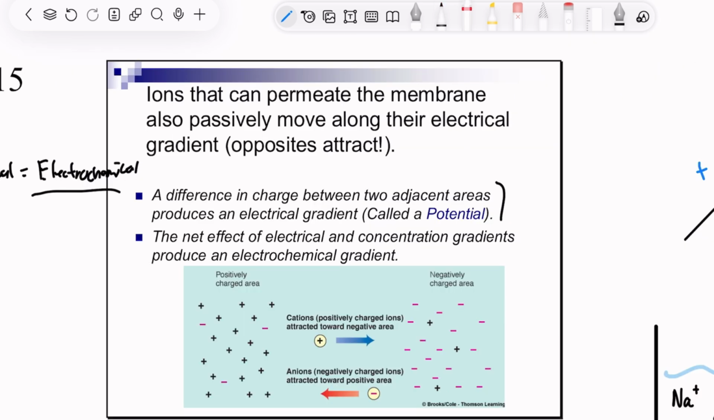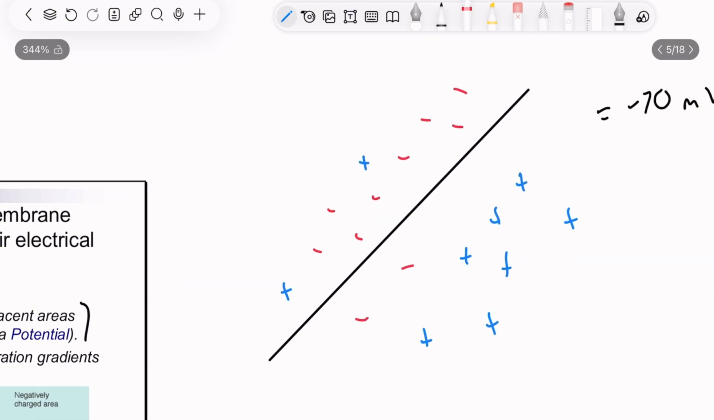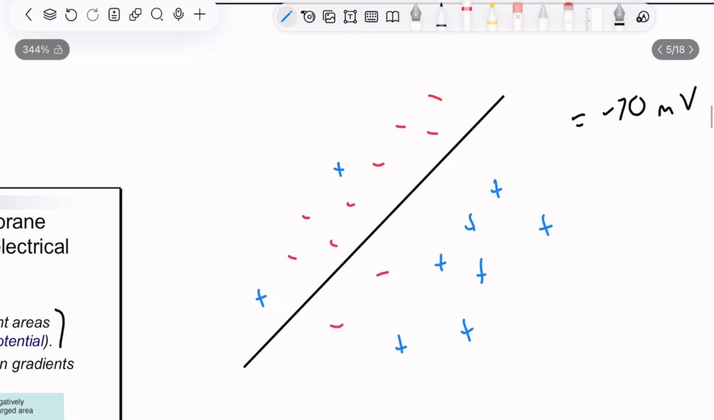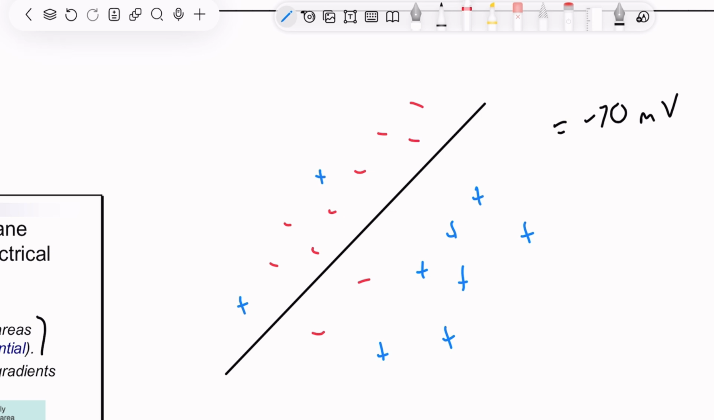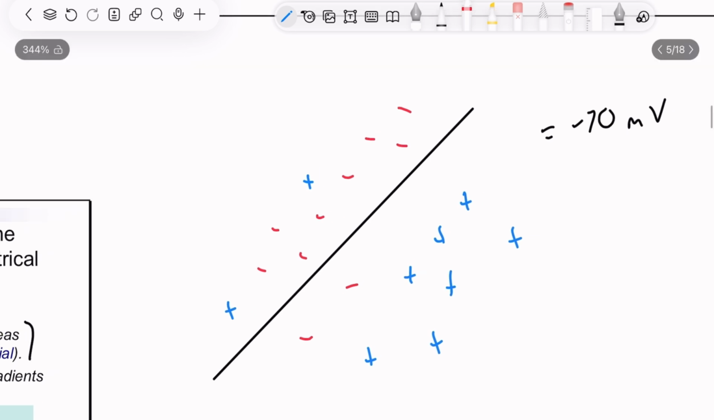So when the slide says a difference in charge between two adjacent areas produces an electrical gradient called potential, this refers to the separation of electrical charges across a distance, creating a difference in electrical energy between two regions. Let me break it down. In biological systems, different ions like sodium, potassium, and chloride are distributed unevenly across the cell membrane. For example, the inside of a cell may have more negative charges while the outside has more positive charges. These two areas could be the inside and the outside of a cell. Because there are more positive ions outside and more negative inside, this sets up a charge difference across the membrane. The difference in electrical charges between two regions creates an electrical gradient.